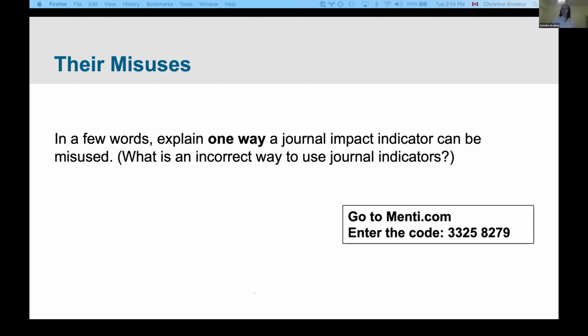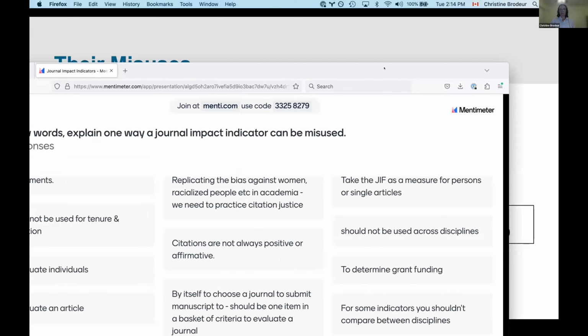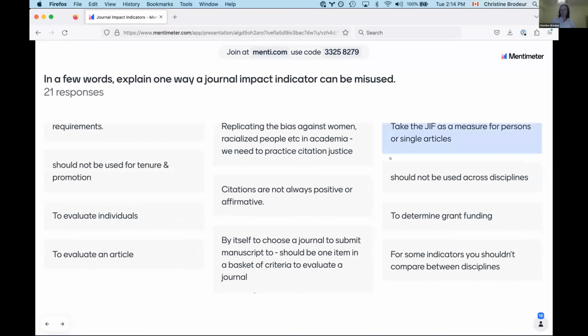Okay, so I see a discussion there on what's cited or not. Okay, so let's come back to this one. Yeah, so it's not a measure for a person or a single article. And it's true, it should not be used across disciplines for the GIF. And that's where some indicators are better than others. Like the GIF, it's definitely the absolute number of citations, so it should not be compared across disciplines.